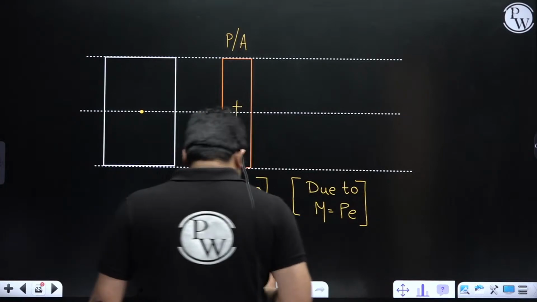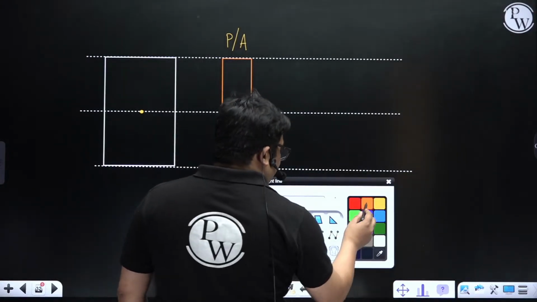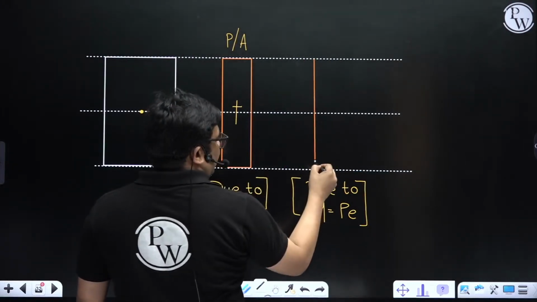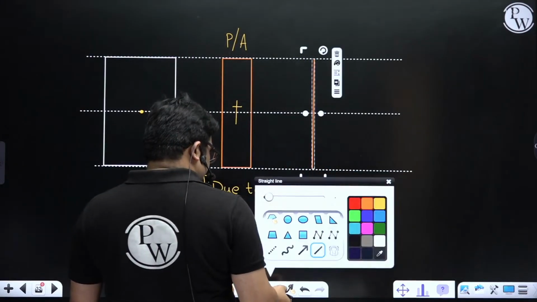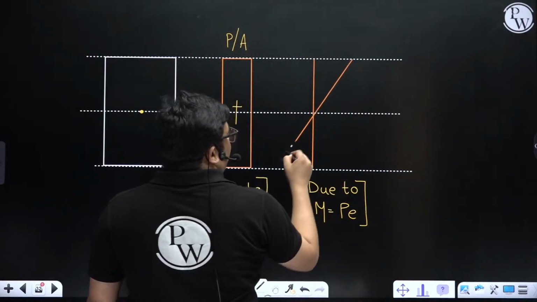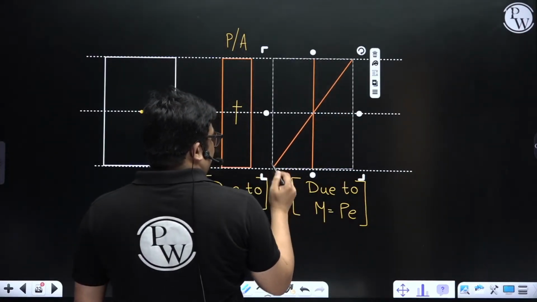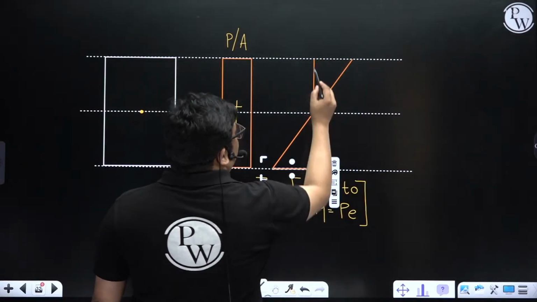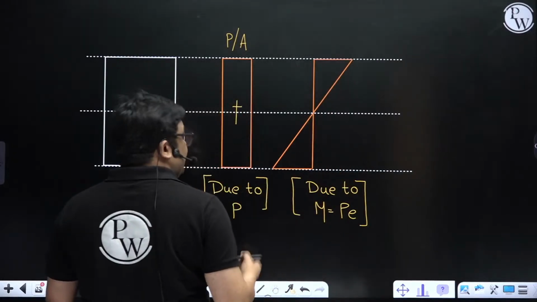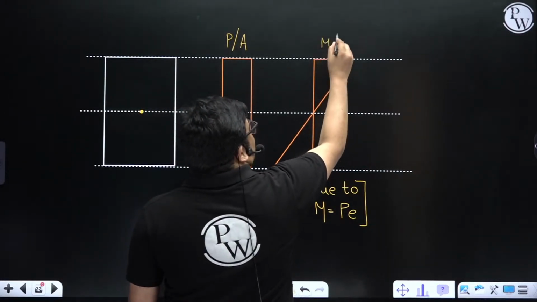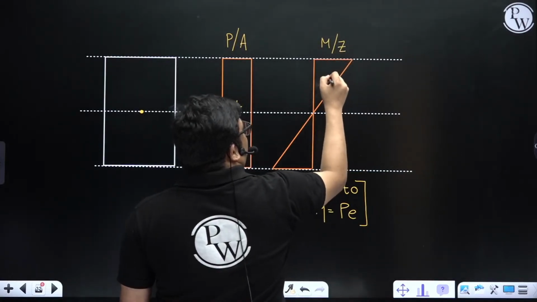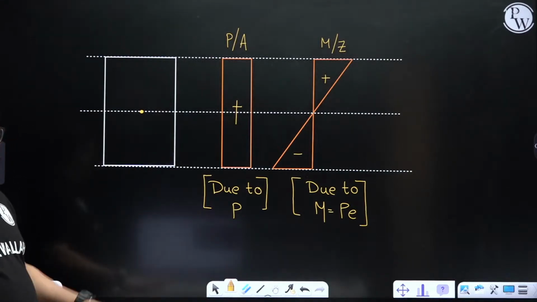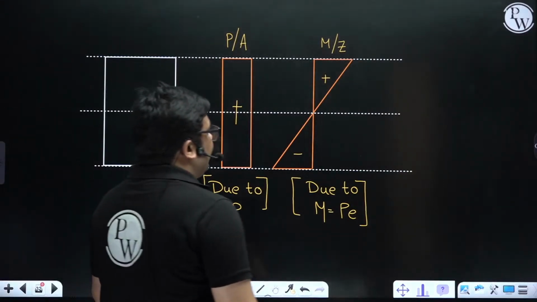Due to P into E, I will get a linear distribution. We have already seen that one side will be compressive and one side will be tensile, and the maximum will be at the extreme fibers. So this will be M by Z. Here it is compressive, but here it will be tensile, or it can be the opposite, but one side will be compressive and one side tensile.